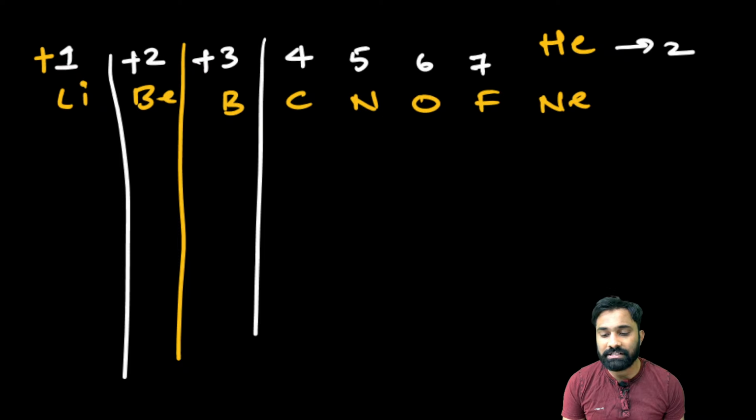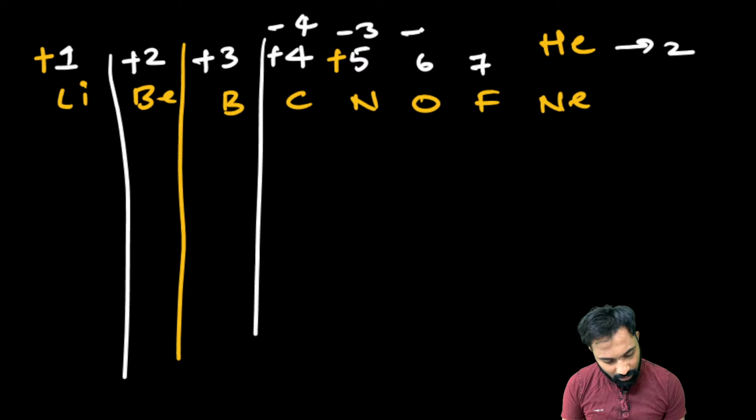Now carbon is in the intermediate. Either it can lose 4 electrons or it can gain 4 electrons. Now the nitrogen family can readily lose 5 electrons and can readily gain 3 electrons. If it gains 3 electrons, it will reach the neon electronic configuration. If it loses 5 electrons, it will reach the helium electronic configuration. Now oxygen can show -2 and +6 because it can readily lose 6 electrons and readily gain 2 electrons. Now halogen, fluorine, will show the -1 oxidation state only.